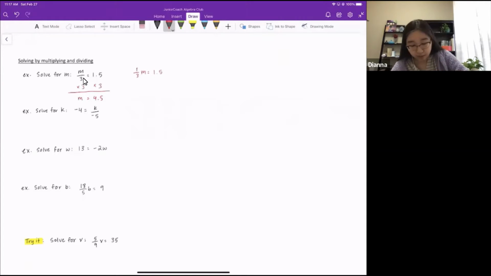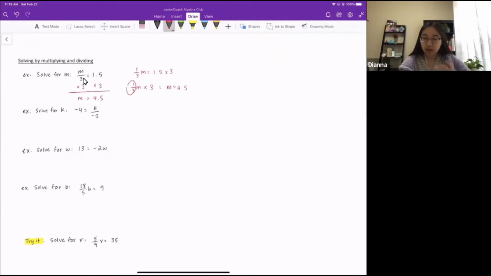So I'm going to multiply the 1/3 m times 3. And remember, whatever we multiply by, that only affects the number in front. So it's only going to affect this 1/3. So this gives us m, right? And then we're going to multiply 3 on the right side, and that's going to give us m equals 4.5. So hopefully that makes sense why I do this. Because technically what's in front of this m is a 1/3, and I want to get rid of that 1/3 somehow.